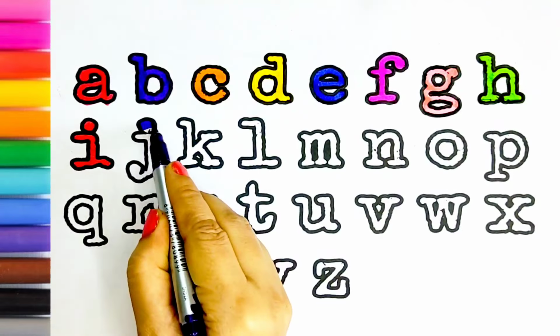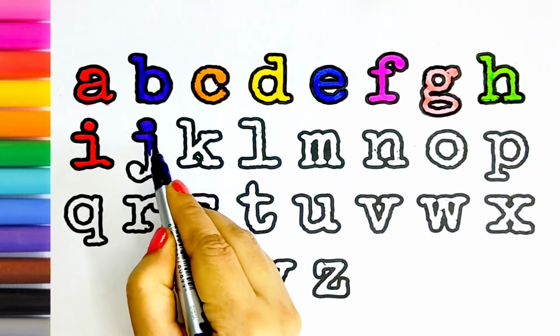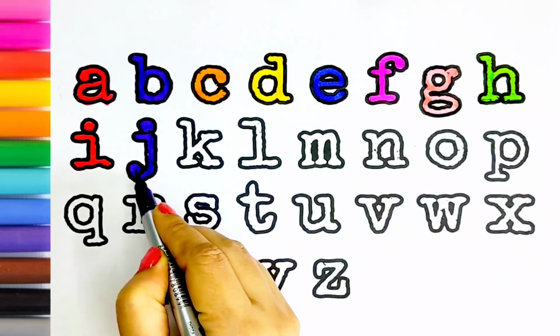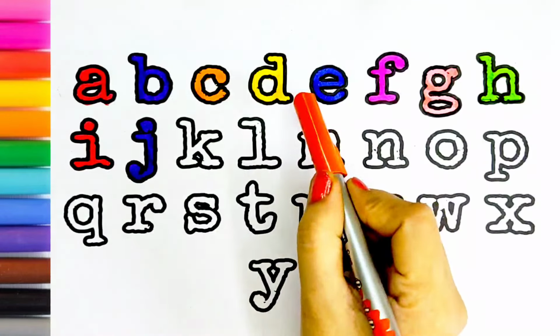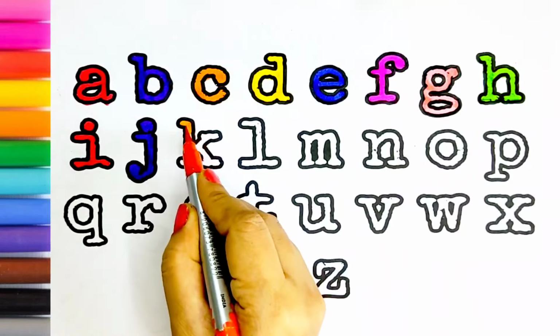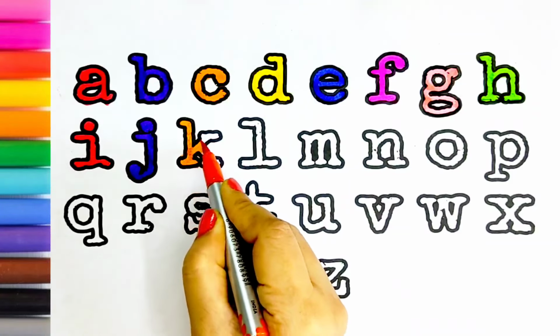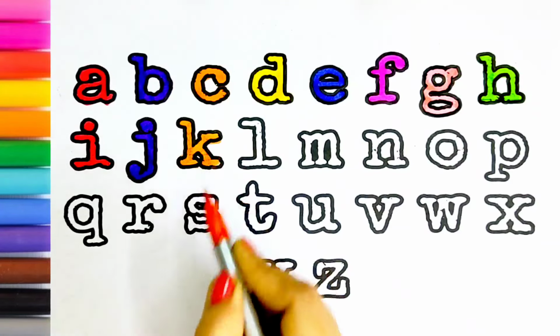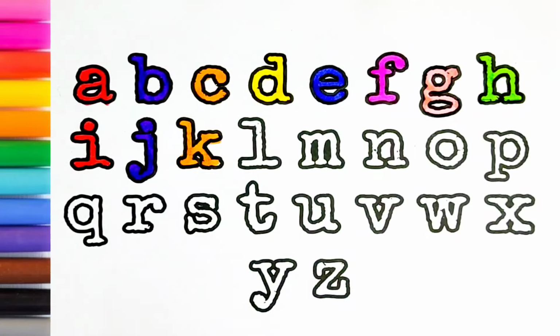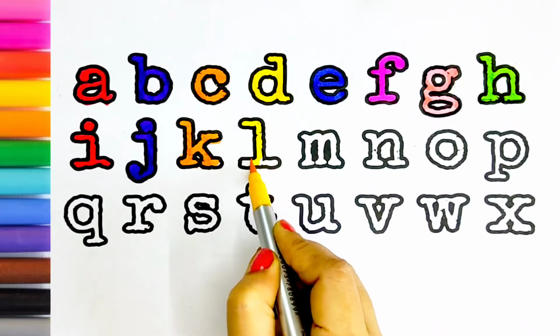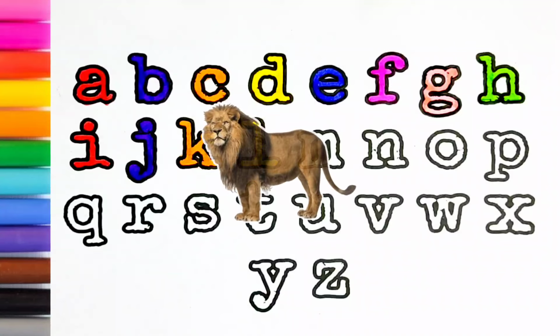Purple color, J. J for jam. Orange color, K. K for kangaroo. Yellow color, L. L for lion.